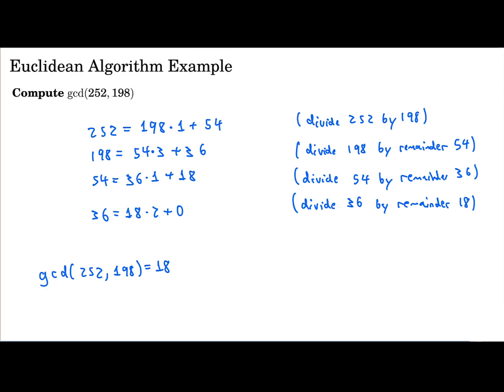Just to recap, how does it work? Start with the larger number, divide it by the smaller number, and you have this equation with a remainder. Now take this number and divide it by this number, and write it out in this equation. You'll have a remainder also. Now take this number and divide it by this number, and you'll have this equation and a remainder. Then take this number divided by this number. When the remainder is 0, the previous remainder is your GCD.